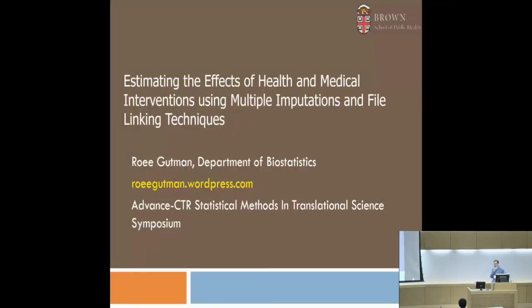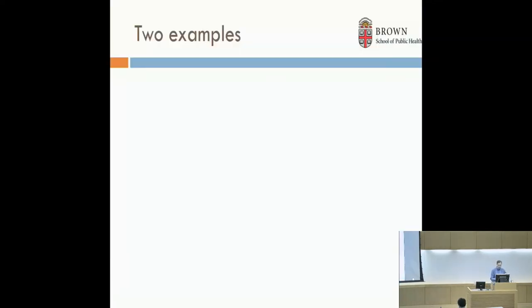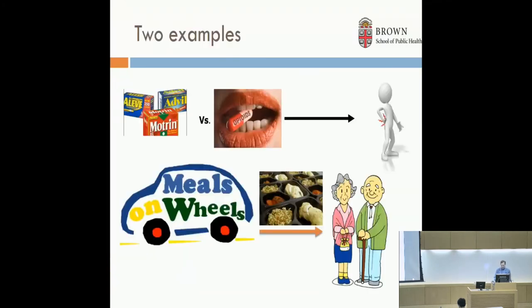Okay. So you will have to work with me here because I have two examples and about 30 or 35 minutes, so it's going to be hard. The two examples: one of them is where we compared opioid use versus NSAIDs on persistent pain. And the other is where we examined the effect of receiving Meals on Wheels, delivered meals, on healthcare utilization. Each of these studies has its own problems and extends the stuff that I've talked about earlier, but it's actually real.